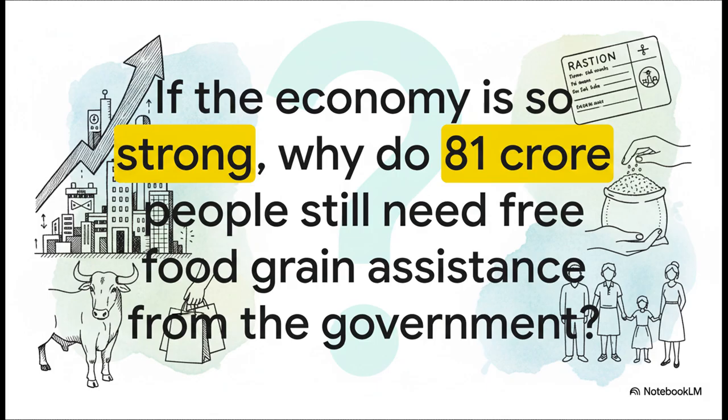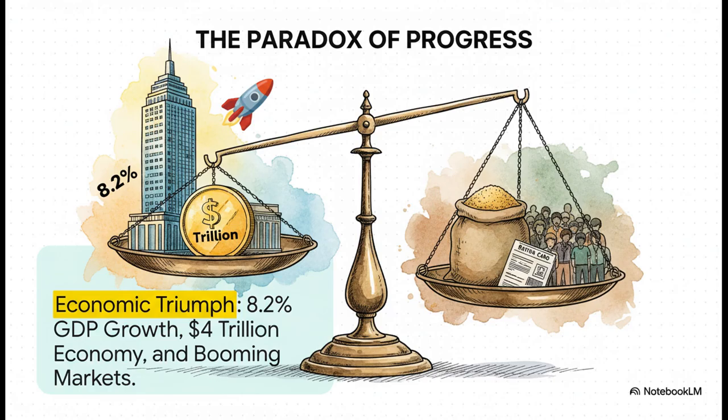If the Indian economy is so strong, with record growth and a booming market, why does the government still need to provide free food grains to over 81 crore people? This slide just perfectly captures that paradox. On one side, you have a triumphant economy. On the other, one of the largest welfare programs in the world. So what does this tell us?